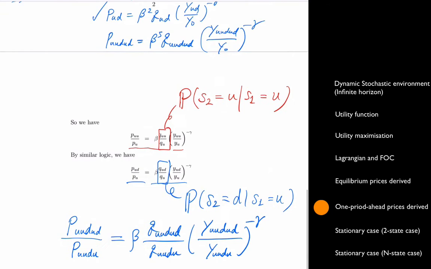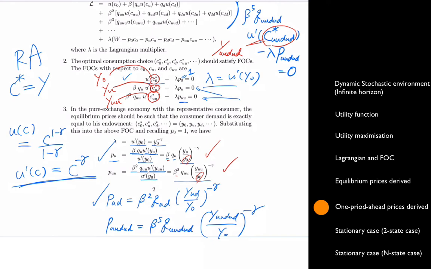By the way, I forgot to explain the interpretation of gamma. Gamma is called the relative risk aversion parameter. In other words, 1 over gamma is the risk tolerance, so it's the inverse of the risk aversion. Or there's another interpretation, which is the intertemporal elasticity of substitution. So 1 over gamma represents the substitutability across states and the substitutability across time.